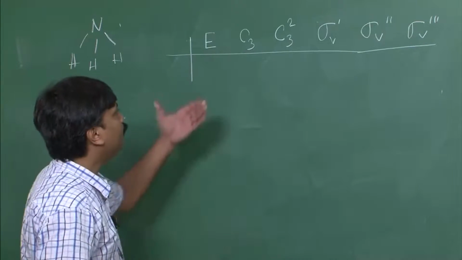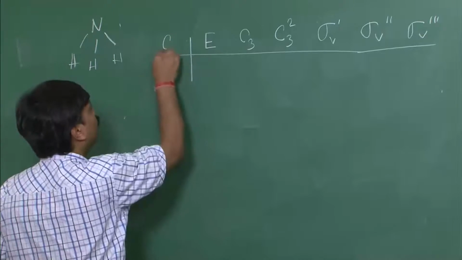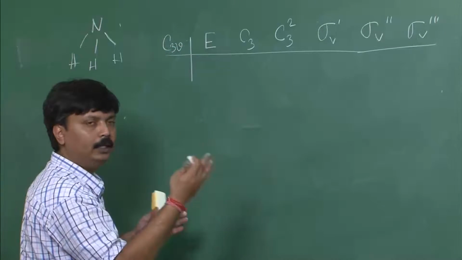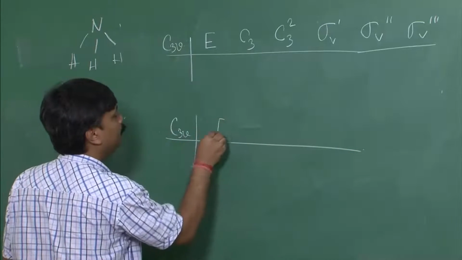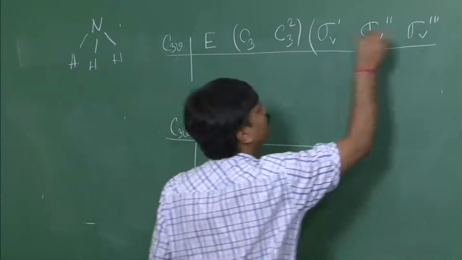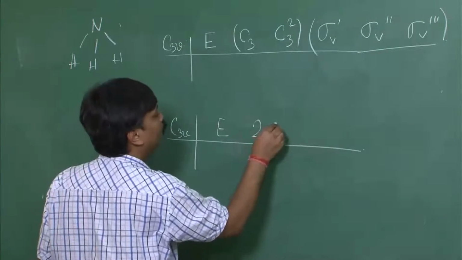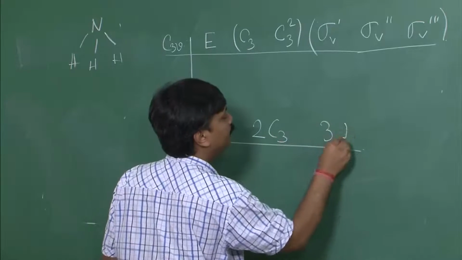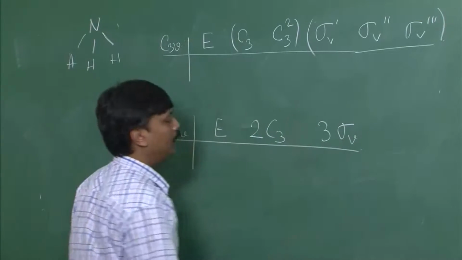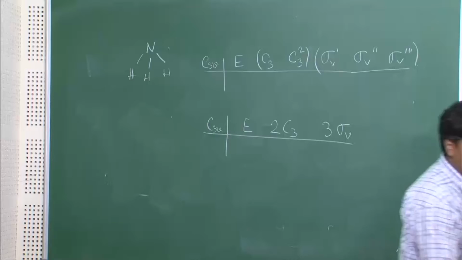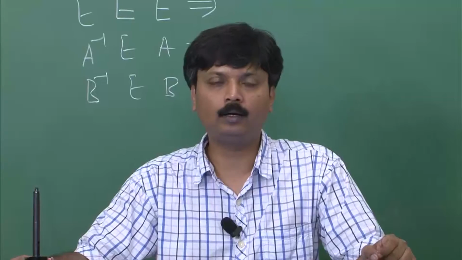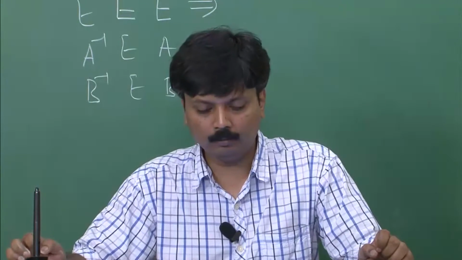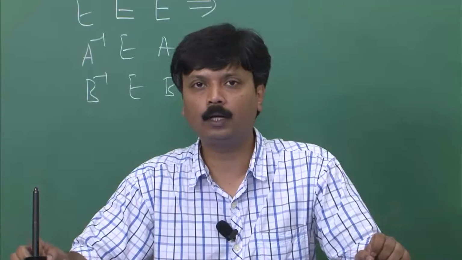Now once I have found out the classes, I rewrite this in a way which is C3v: E, and I club these two because these two form a class and these 3 form a class. So I write 2C3 and 3 sigma v. There is a specific reason for writing in this way, and there is a specific reason to form a class, because certain properties for those symmetry operations belonging to a class are the same. What I mean is, any element belonging to the class will have the same property.